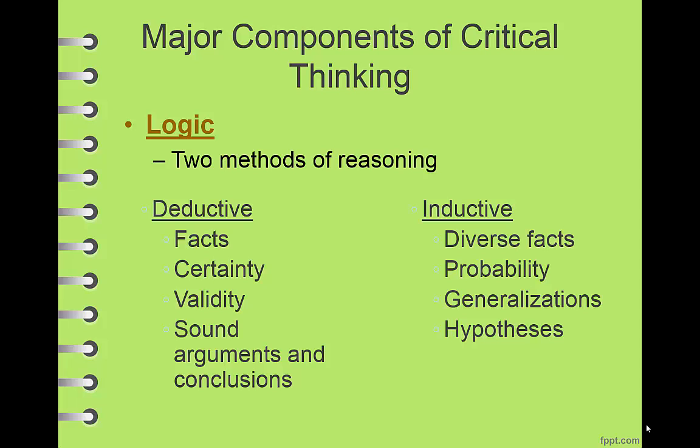But there is another method of reasoning, with logic. You can have inductive reasoning, where you have a diversity of facts. You're not looking at a certainty, but you're looking at a probability. What is the most probable factor? You look at generalizations. So what do we generally know to be true? And we look at hypotheses. So with hypotheses, if you remember your scientific method, they're not necessarily foolproof, but it's just a way of explaining the body of data that we currently have. That doesn't mean that it can't be disproven, but it's just working with what we know. So we have to look at it from both deductive and inductive logic.